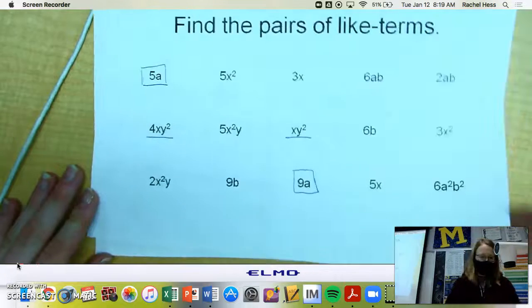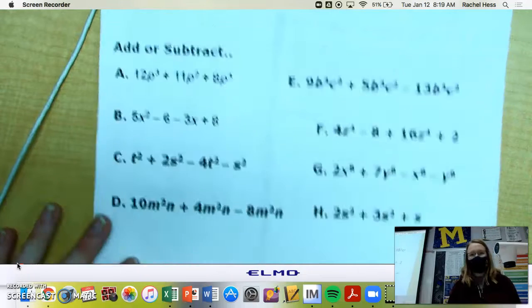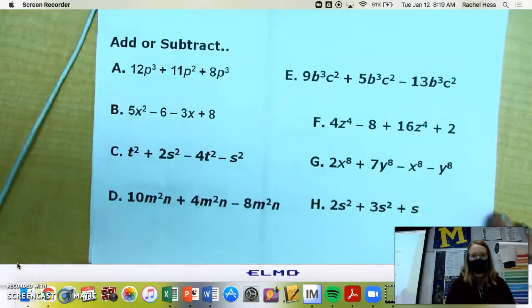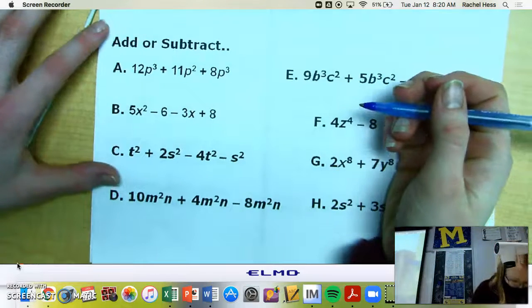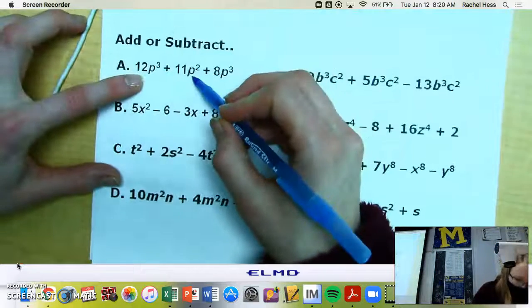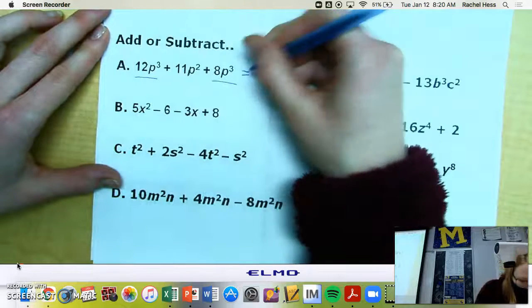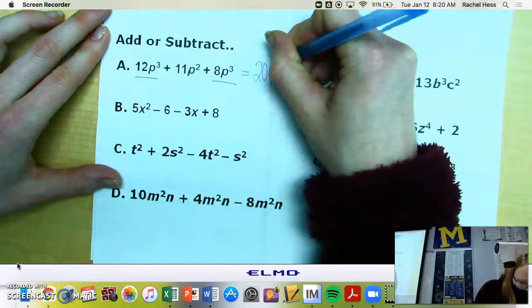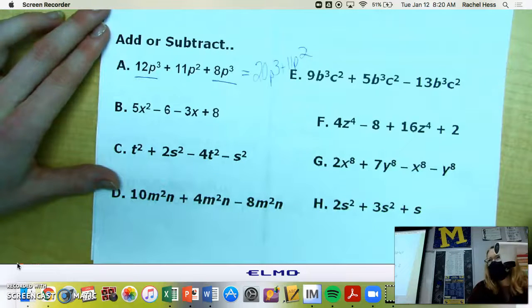So anyway, we're going to be talking about, once again, combining like terms today. So a lot of adding and subtracting polynomials is just combining like terms. The tricky part is knowing what those like terms are. And the cool thing is when you add or subtract polynomials, those exponents don't change. So here, I have 12p cubed plus 11p squared plus 8p cubed. These are like terms, so I'm going to combine them to get 20p cubed plus 11p squared, right? Does that make sense?